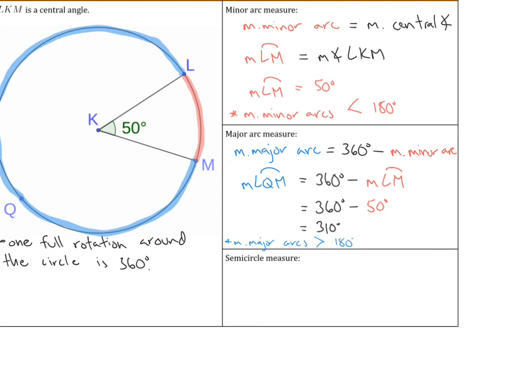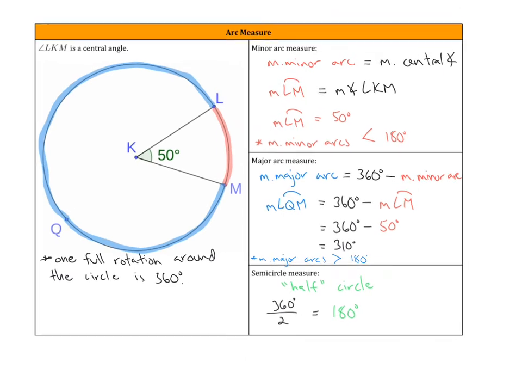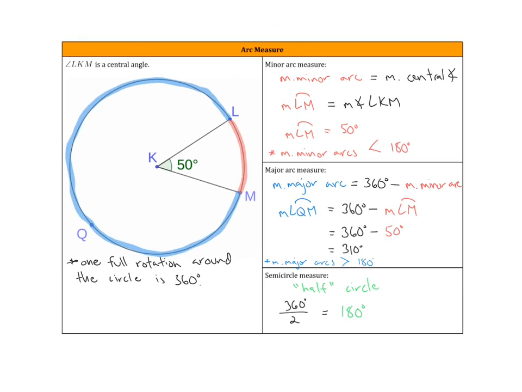All right, last but not least, we have the semicircle. The semicircle is quite literally half of a circle, or a half circle. So because this is the case, a full circle, a full rotation is 360 degrees. We divide that by 2. And so all semicircles are equal to 180 degrees. All right, so that is all of our arc measures defined. Let's go ahead and use these in an example.